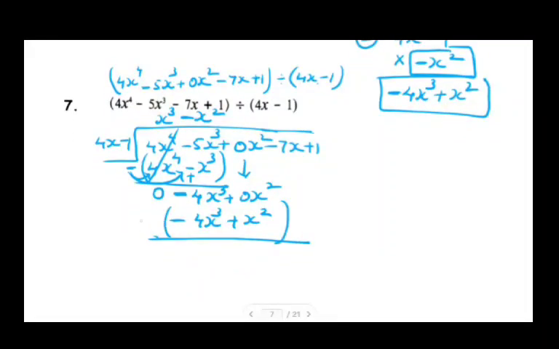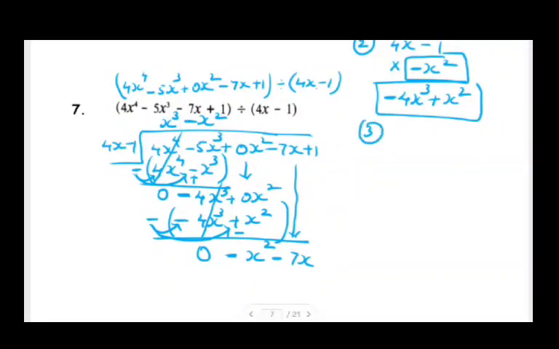Negative sign applies to the whole expression. This becomes plus, cancel out, nullify. This minus sign applies here. This becomes minus. So minus 1x square plus 0x square makes it minus 1x square. Bring the minus 7x down. Children, if you see this, what should I multiply with 4x minus 1 to get x square?